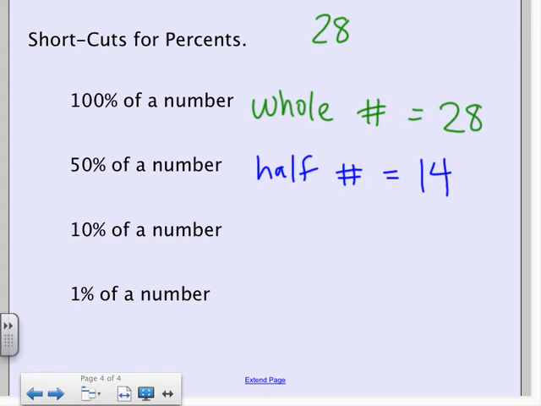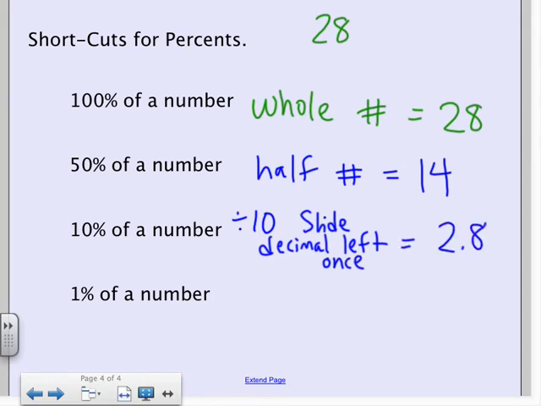10% of the number is divide by 10. And remember, divide by 10 is you slide the decimal 1 to the left. That's that shortcut we learned for our powers of 10. So slide the decimal left once. So in this case, that would equal 2.8, right? So the decimal place is after the 8. If I slide it over to the left once, it's 2.8. So 10% of 28 is 2.8.